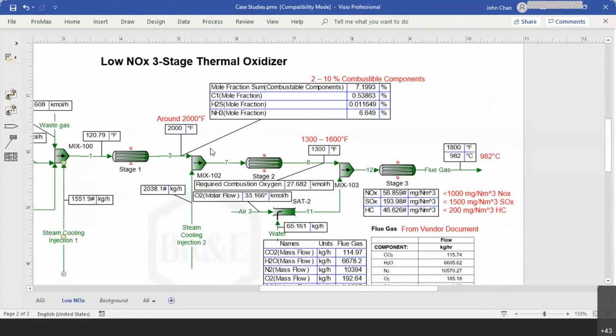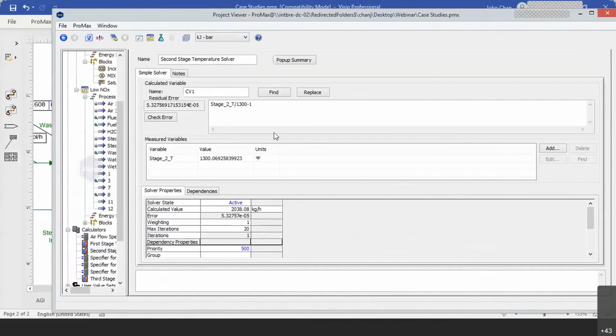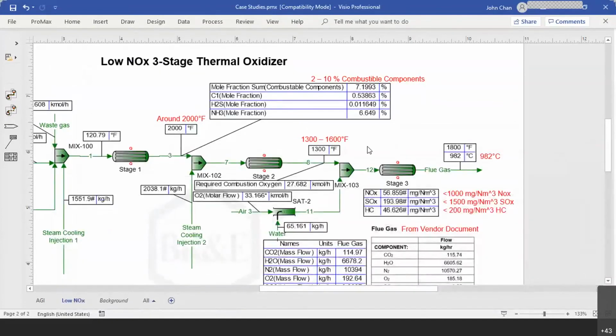The outlet of my flue gas in stage 1 is then sent to stage 2. What we are doing here is injecting more water to control the temperature in stage 2 to around 1300 to 1600 Fahrenheit. Similarly, we created a simple solver to control my water flow to achieve a desired temperature at the outlet.